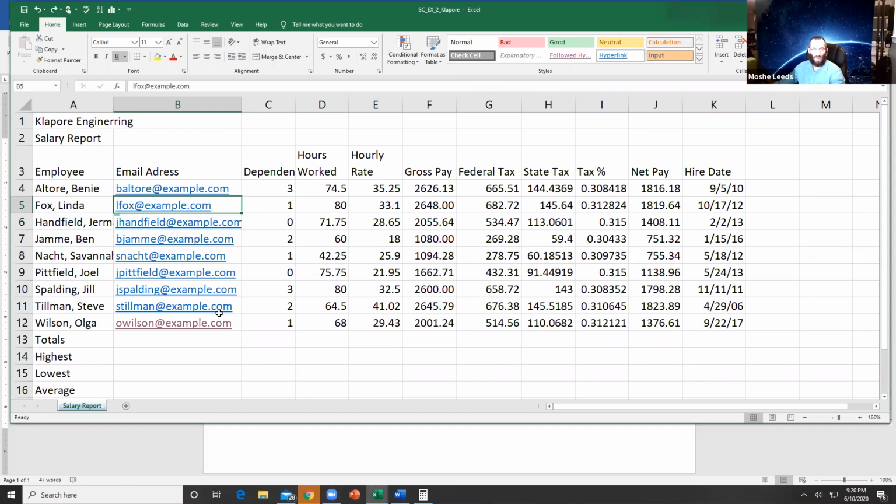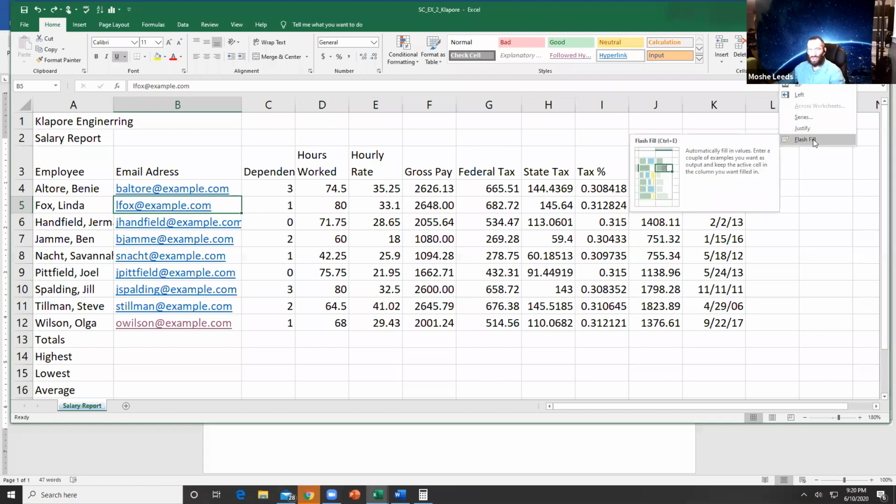So then it will duplicate that logic and create a full list of email addresses. So I hope that explains a little better the difference between a flash fill and an autofill. And maybe here also, what does it say? Automatically fill in values. Enter a couple of examples you want as output, and keep the active cell in the column you want filled in. So that's how Excel describes flash fill.